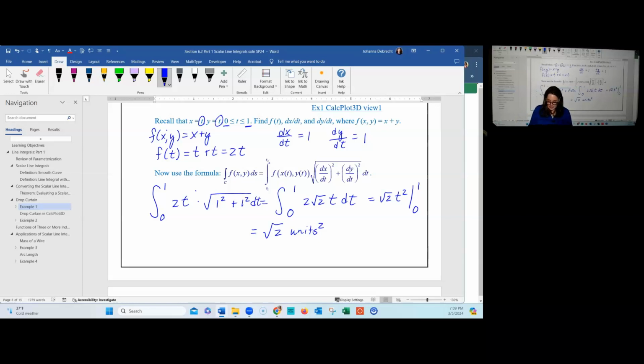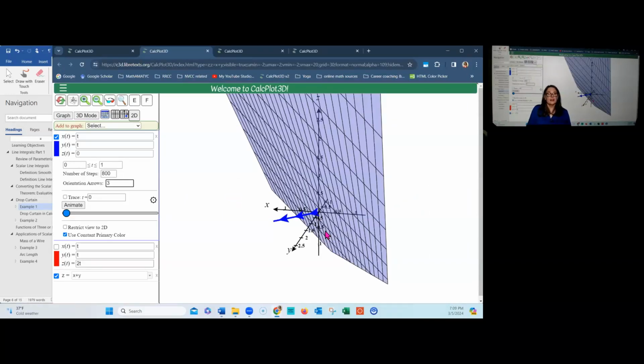Let's go ahead and take a look at how we might find the drop curtain. In order to find the drop curtain, we need to represent the curve, that is the projection of the curve in the plane, onto the slanted plane. So in order to do that, we leave the parameterization for x and y the same. X is t and y is t.